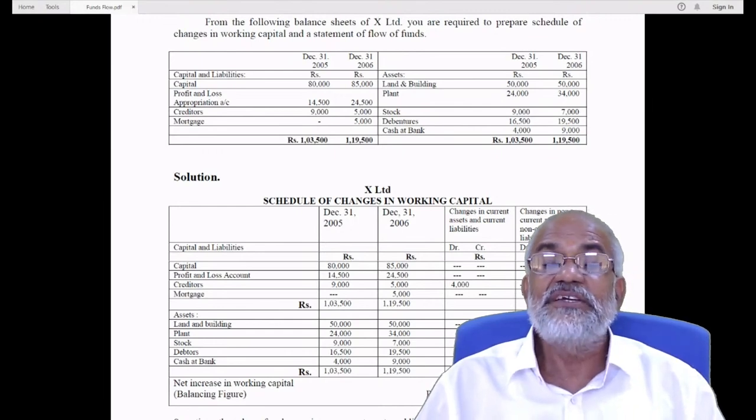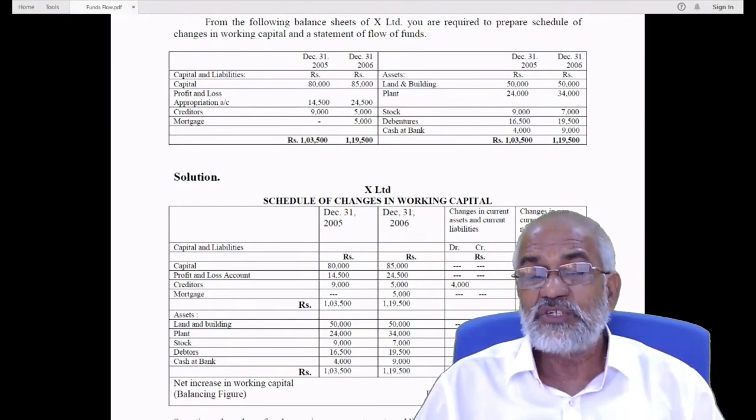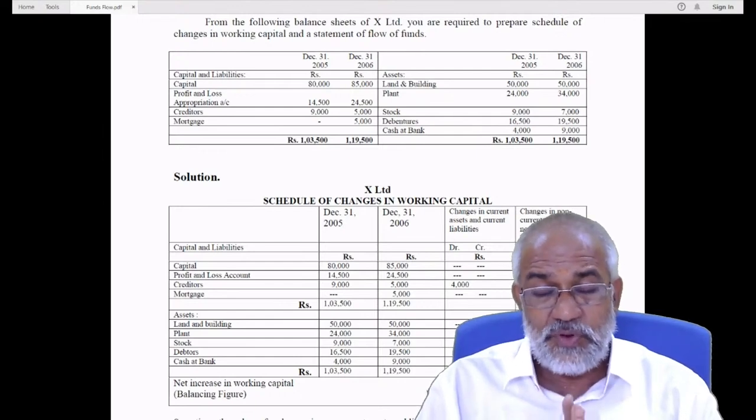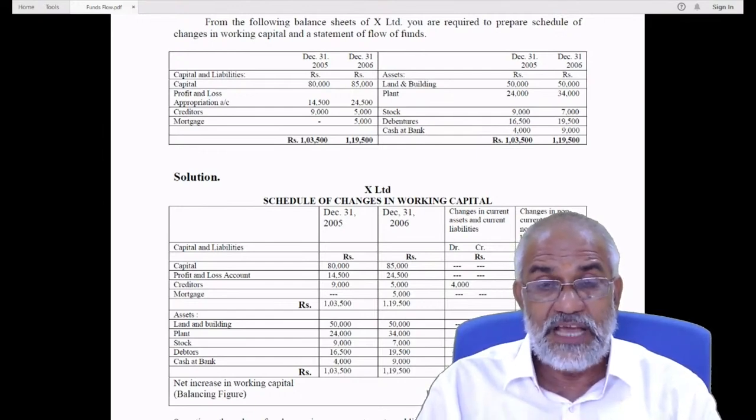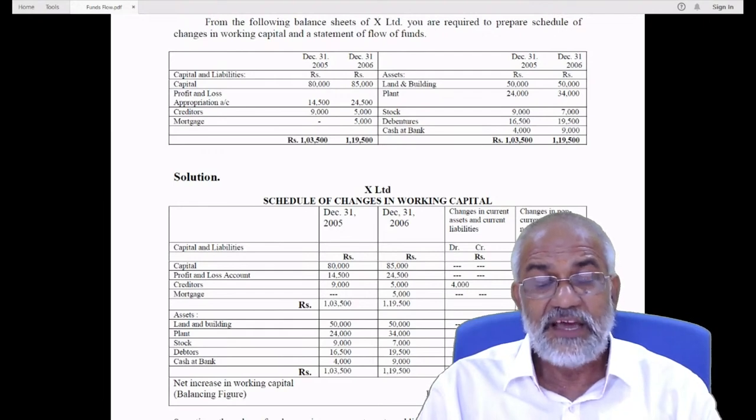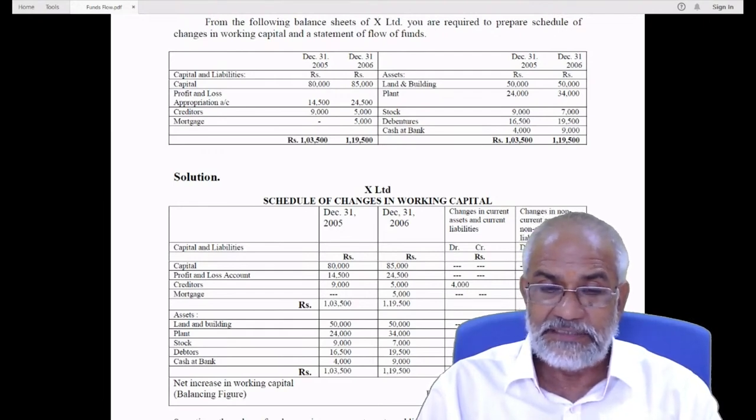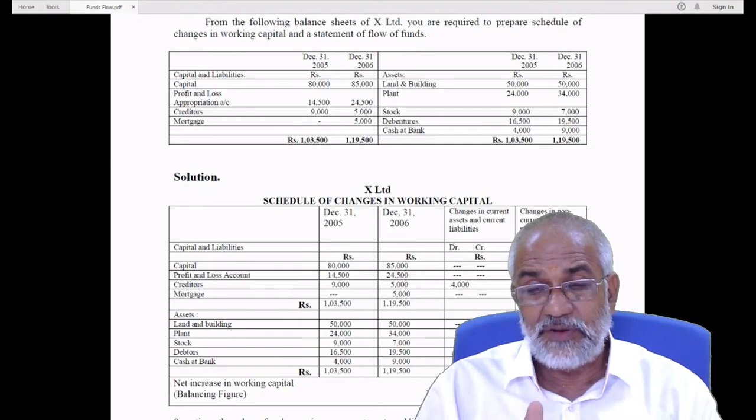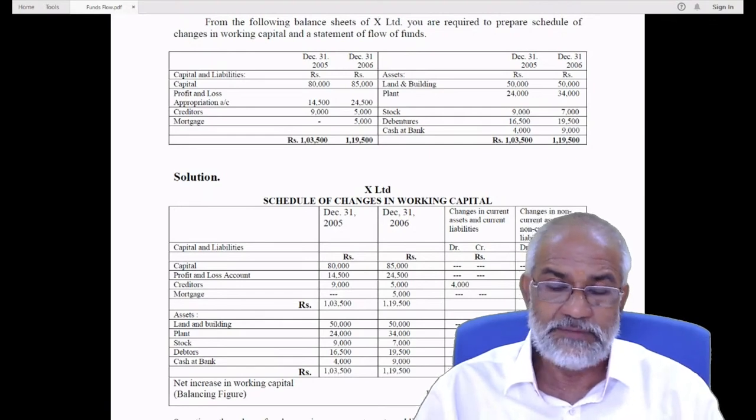Now let us see how the figures are to be inserted in these last two columns, changes in current items and changes in non-current items. As we have discussed, for the purpose of funds flow or cash flow statement, the assets are of two categories, either current or non-current, and likewise liabilities are either current or non-current. So whenever there is any change in a current liability or current asset, it has to be put under the changes in current category. And when the change takes place in respect of non-current items, it will go to the last two columns, that is, changes in non-current category.